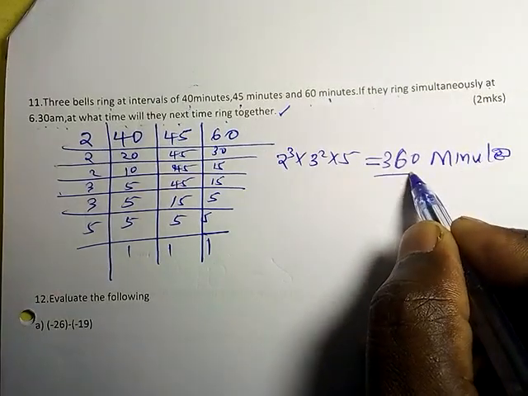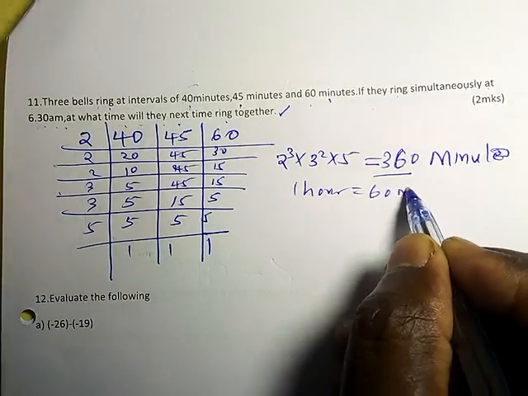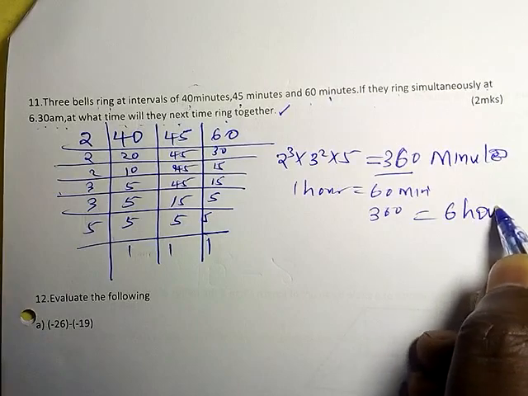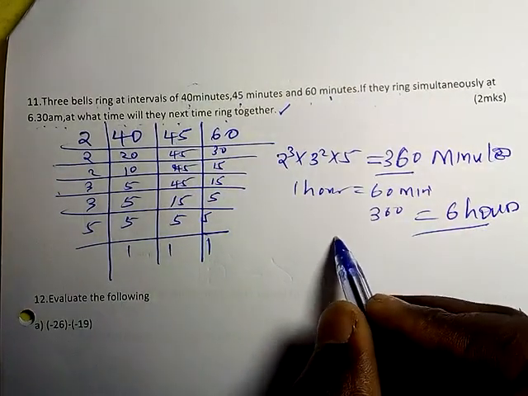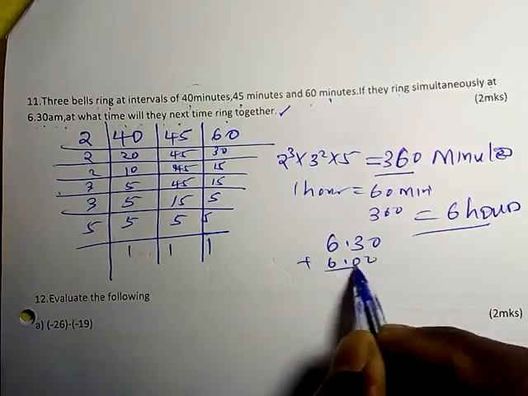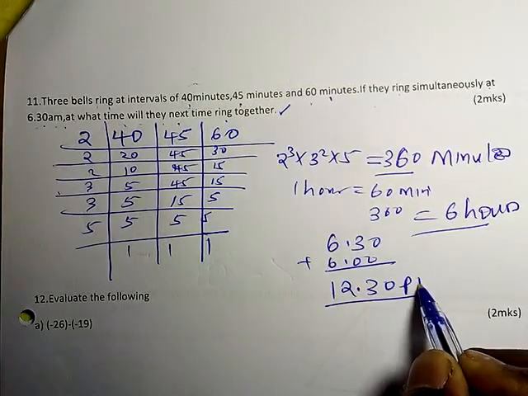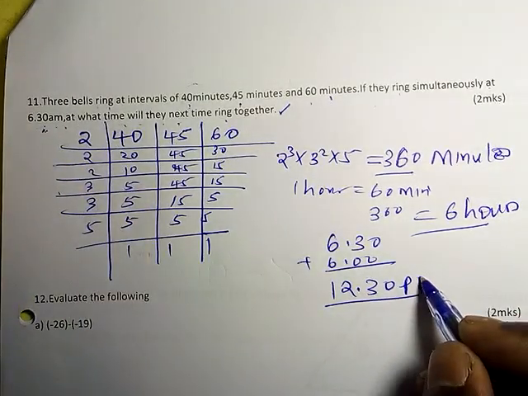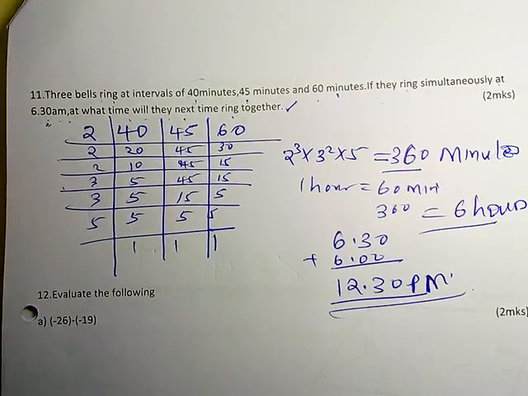Let us convert these minutes to hours. We know 1 hour equals 60 minutes. What about 360? It will give us 6 hours. So these bells will ring at the same time after 6 hours. So it is 6:30 plus 6 hours. So they will ring at the same time at 12:30 p.m. This was for a.m., therefore it is going to be p.m.